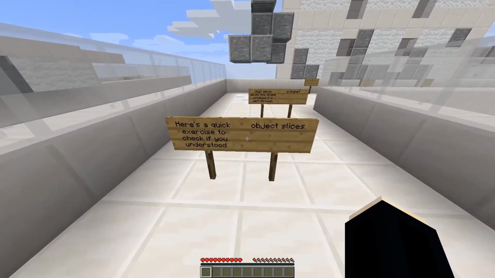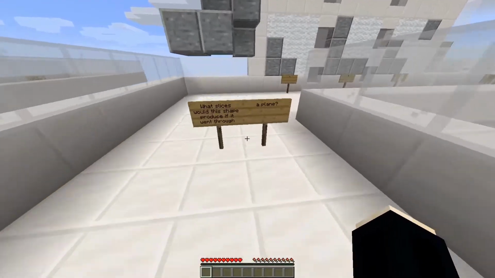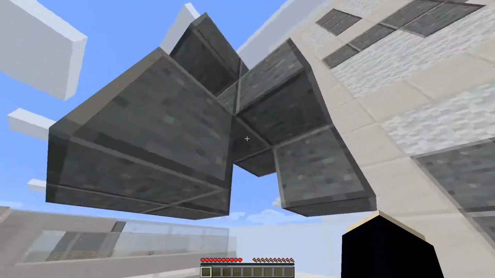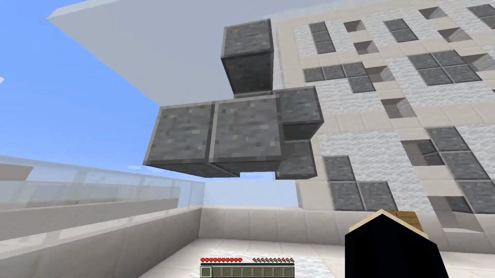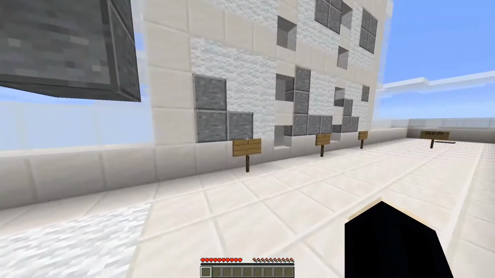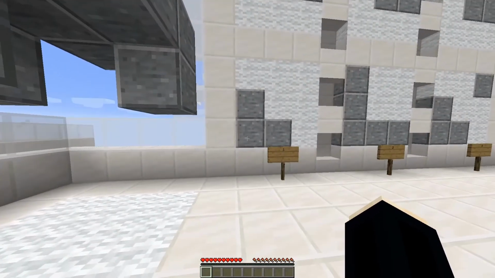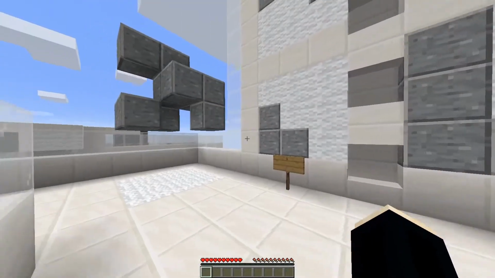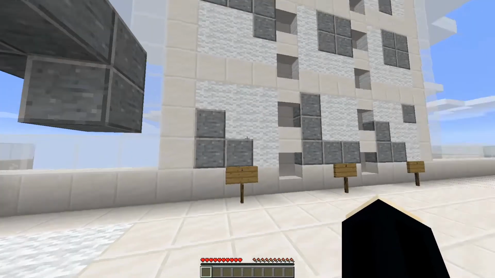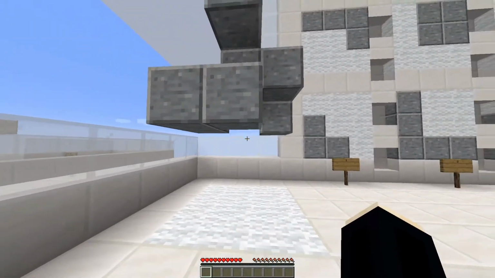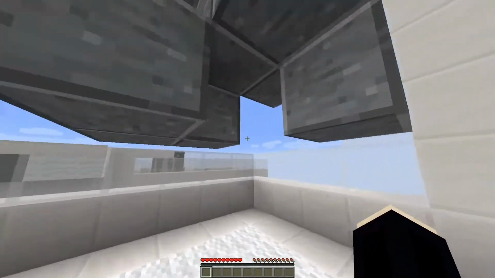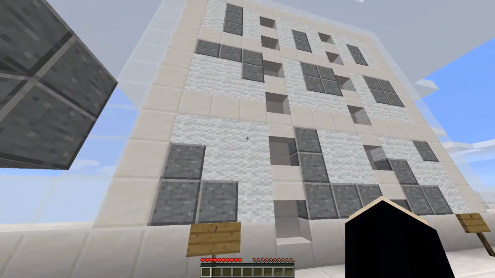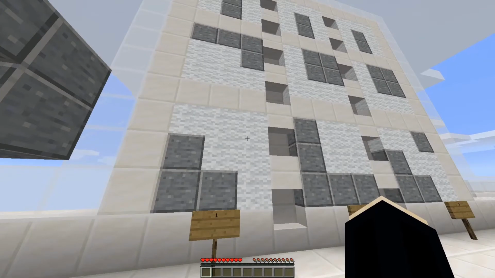Here's a quick exercise to check if you understood object slices. What slices would this shape produce if it went through a plane? I can see what kind of shape it would make. Yeah, first it would make that shape, and then it would not make that shape. If it passed through down, then it would have this shape sort of, but it will also have a shape right there.